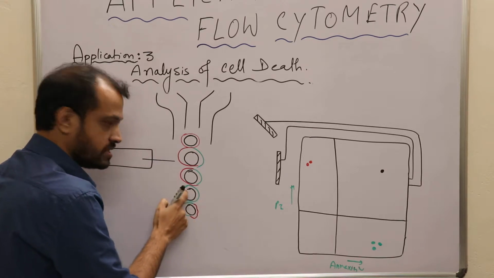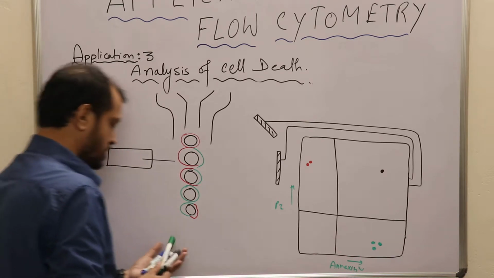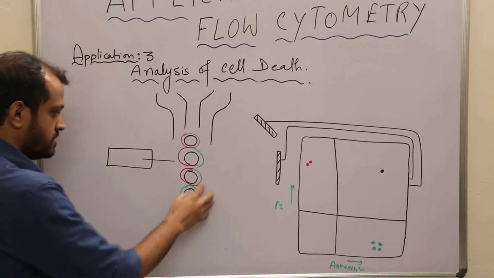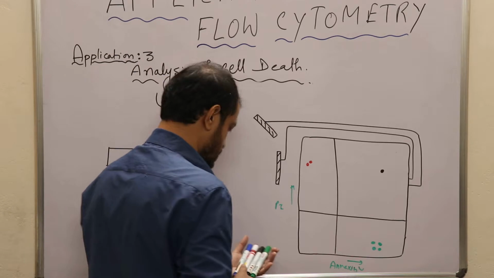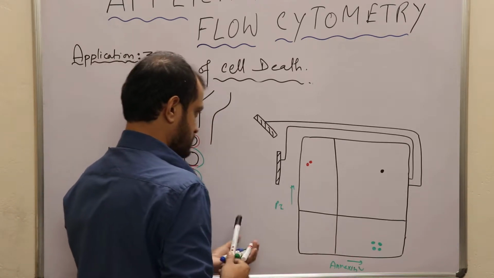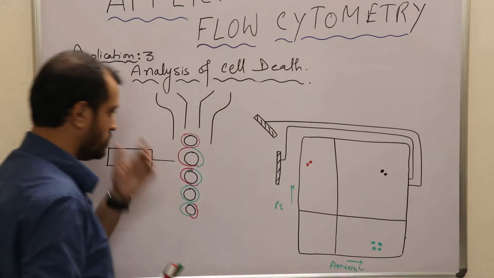But here, what is this? Late apoptotic or early apoptotic? This is early apoptotic. Again here, this is what? Late apoptotic or early apoptotic? Late apoptotic. That means here. Right? So now you know.